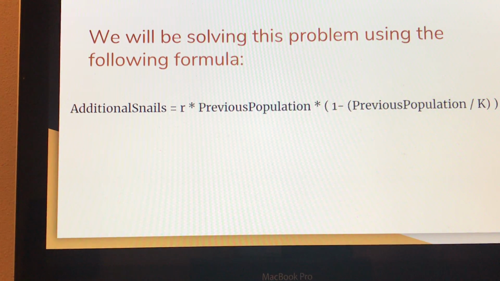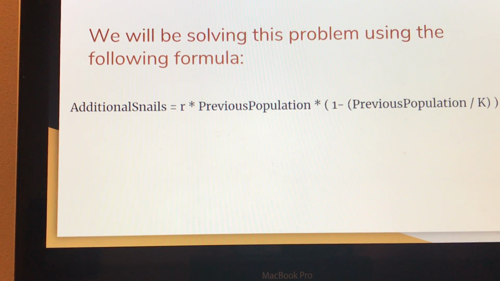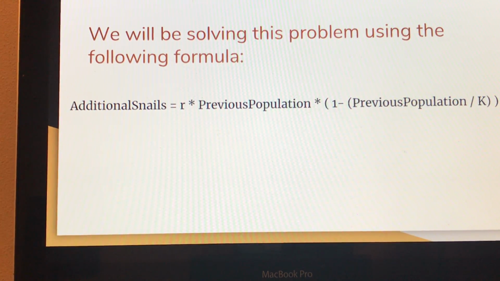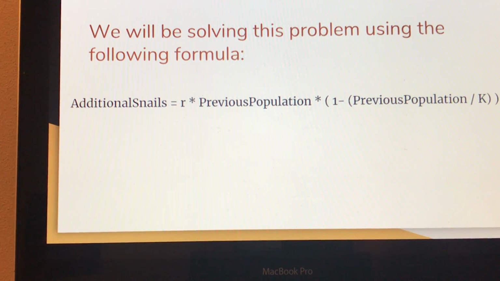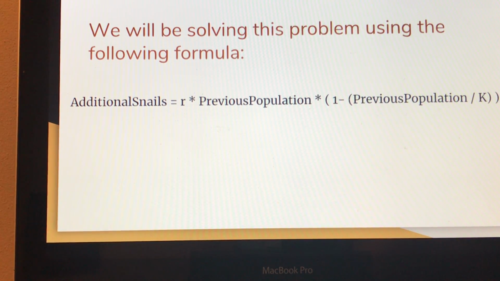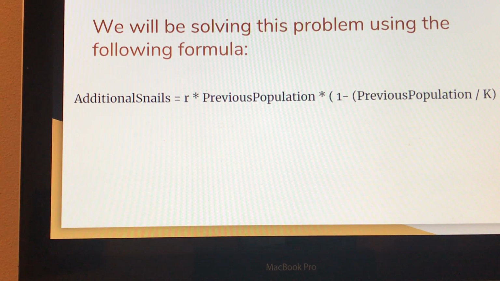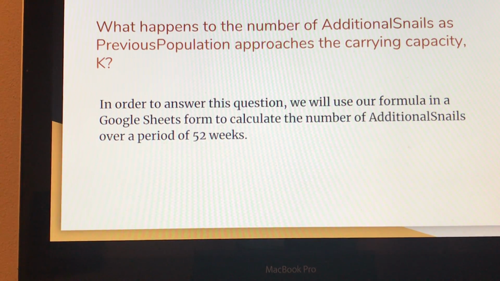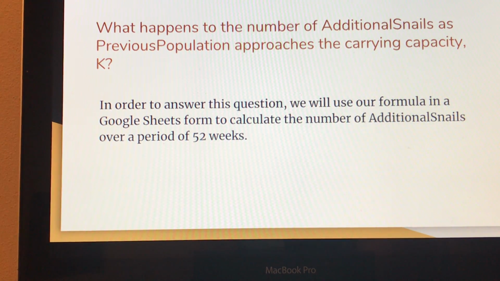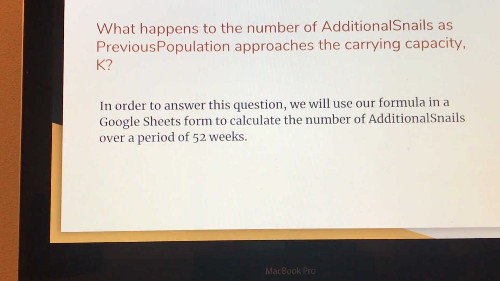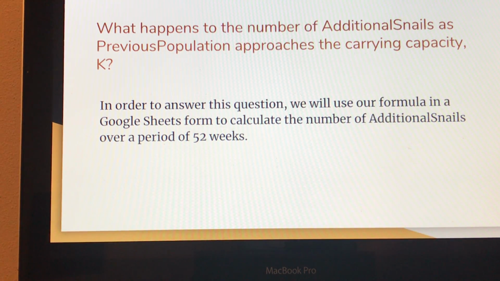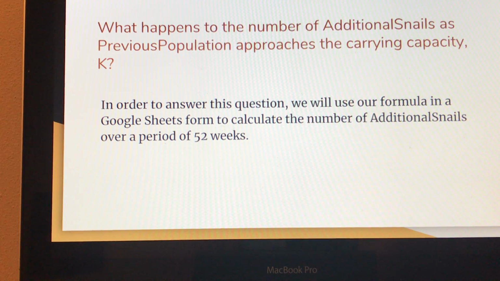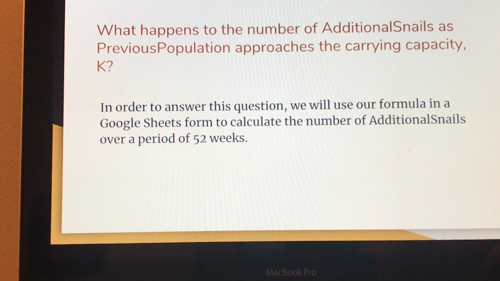To solve this problem, we will be using the formula additional snails equals R, the growth rate, times previous population, times 1 minus the previous population over the carrying capacity K. We want to investigate what happens to the number of additional snails as the previous population approaches the carrying capacity K. In order to answer this question, we will use our formula in a Google Sheets form to calculate the number of additional snails over a period of 52 weeks.